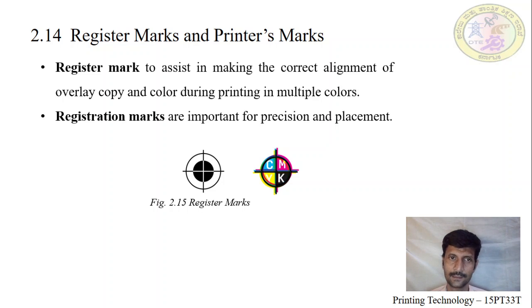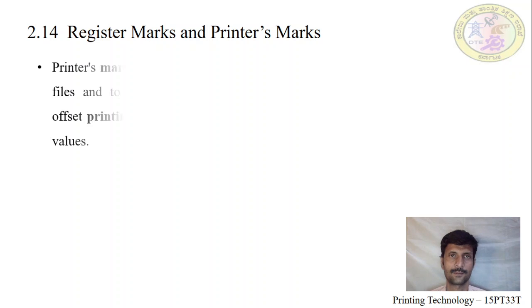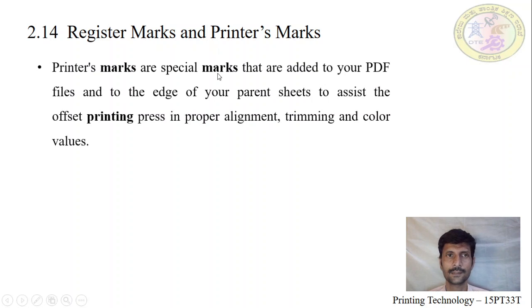After printing, this may be cut from the page during the final finishing process. The printer marks are special marks that are added to your PDF files at the edge of your parent printed sheets, to set up the printing press in proper alignment, trimming and coloring. Finally, after alignment, trimming and color values will also get out from the printed sheet.